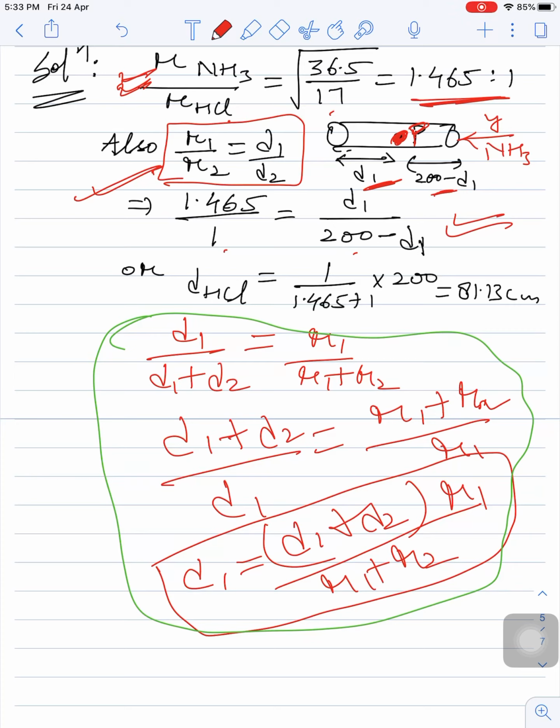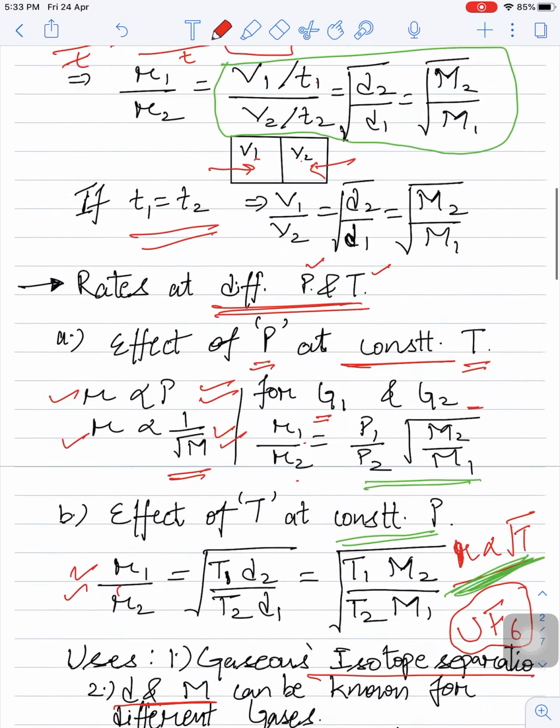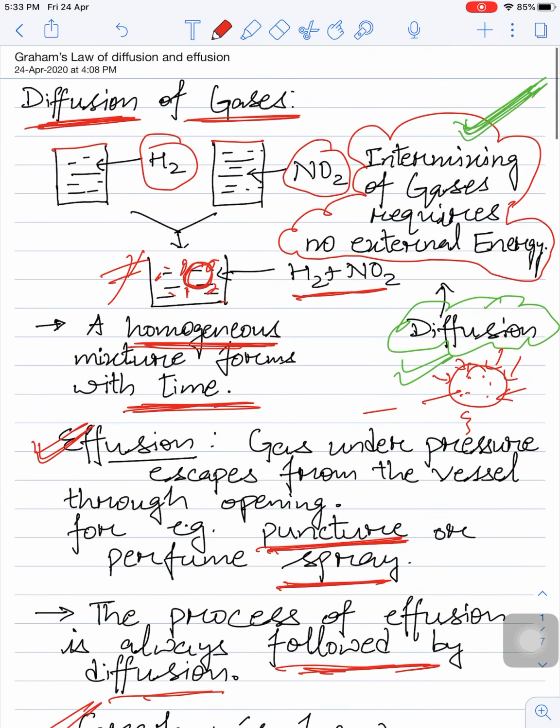Please rewind the whole video, try to understand, and then you can solve from this topic. The topic was Graham's law of diffusion. The name of the topic is already written over here, Graham's law of diffusion. When you reread the whole topic, you will be able to solve any question, any previous year question, of any level of difficulty. Thank you. Thanks a lot.